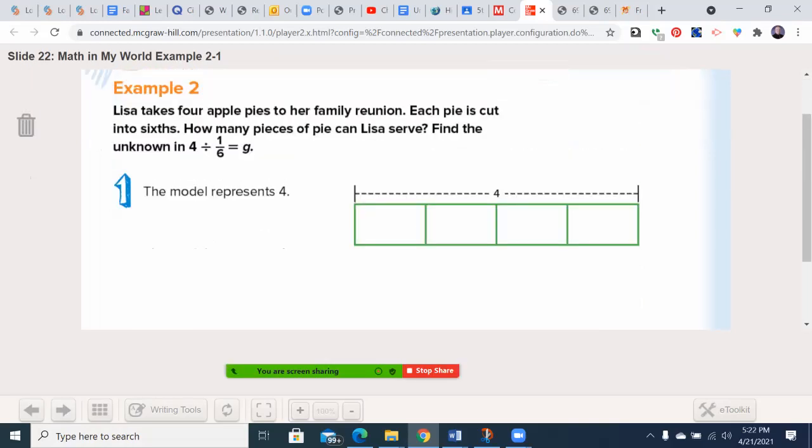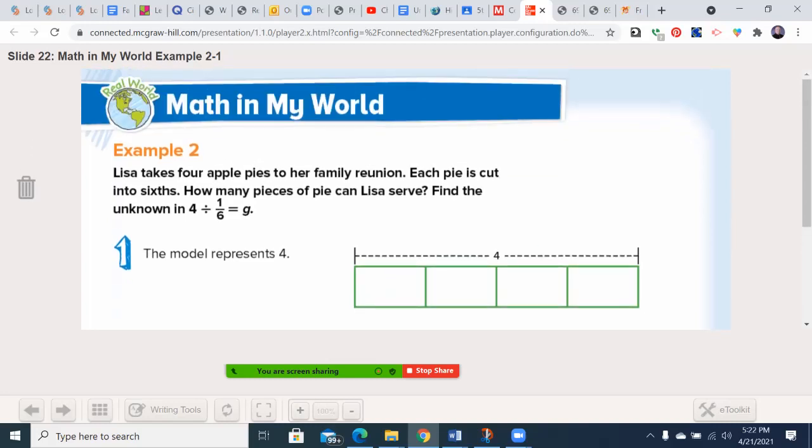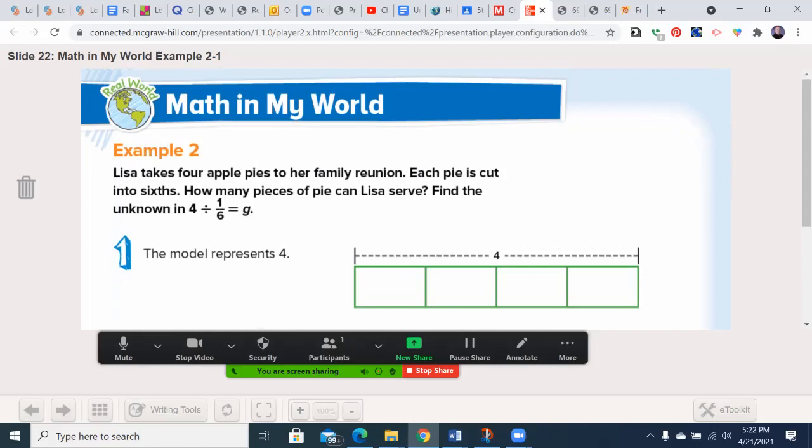So here's just step 1 on example niche. Lisa takes 4 apple pies to her family reunion, represented here with 1, 2, 3, and 4 pies. Each pie is cut into 6. How many pieces of pie can Lisa serve? Find the unknown in 4 divided by 1/6.